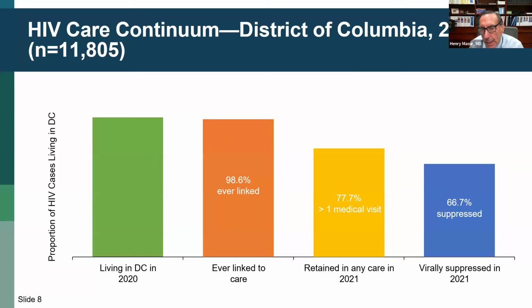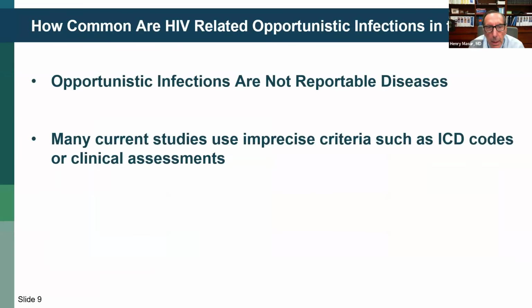And IAS-USA has sponsored some other great symposia on how we can get more people durably suppressed. That's the topic for another day. One of the questions also is, how common are HIV-related opportunistic infections in the United States? In the 1980s and 1990s, there were a number of networks that were funded that reported very granular data. Those are not funded anymore, unfortunately.